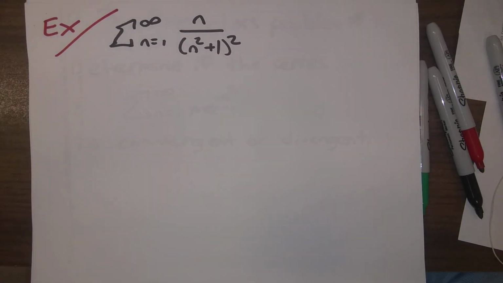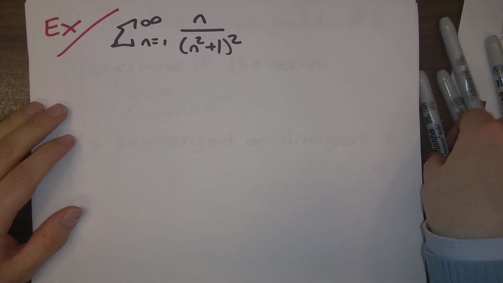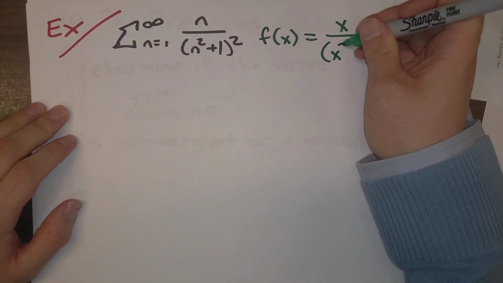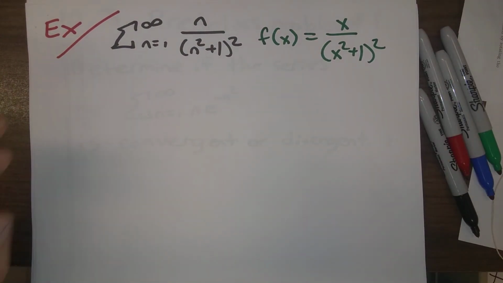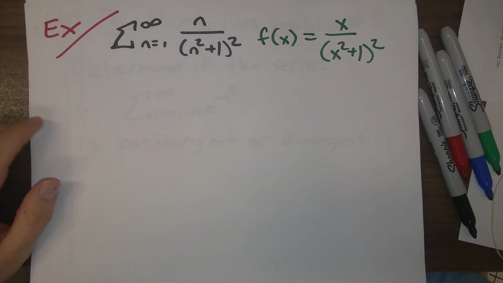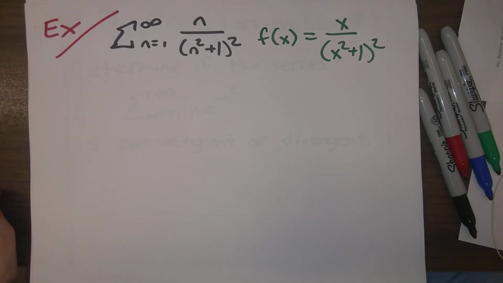Let's do another example here. The sum from n equals 1 to infinity of n divided by n squared plus 1, all of that squared. Once again, we're going to write down the corresponding function. F of x is x over x squared plus 1, quantity squared. So let's go ahead and check. It is clearly positive. It's clearly continuous. It's a rational function. Rational functions are continuous as long as they're defined, and this is going to be defined everywhere.